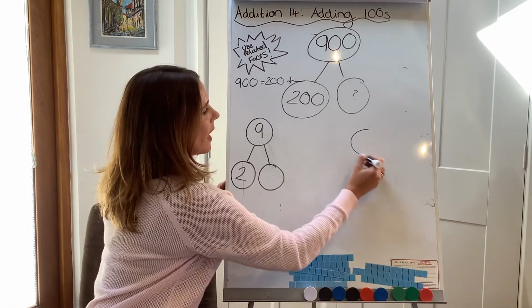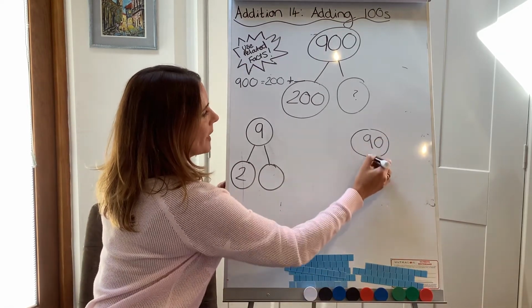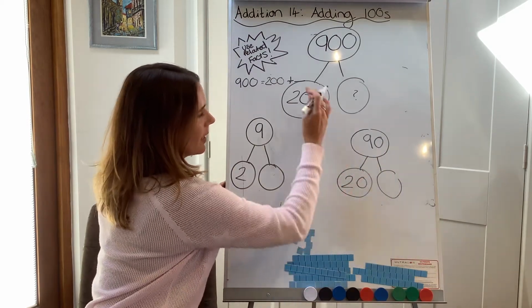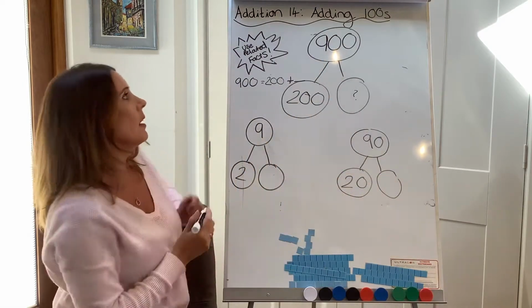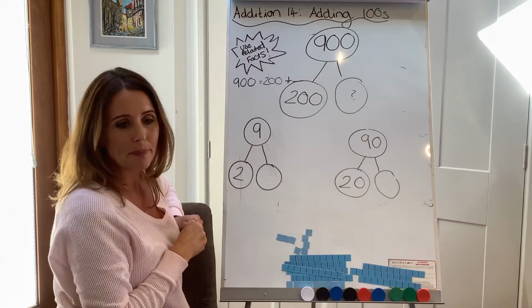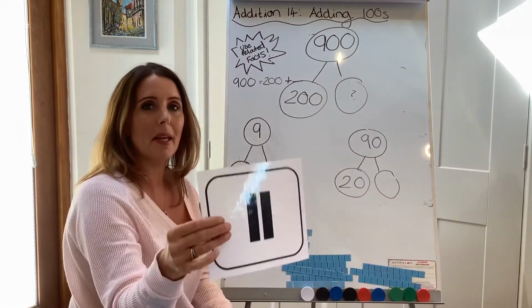And then I can think of that and think what goes with 20 to make 90, and use that knowledge to help me then to find out what related fact is the missing number there. Okay, pause the clip and have a go at that one.